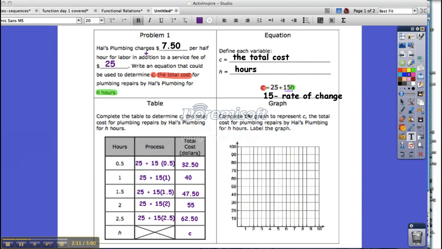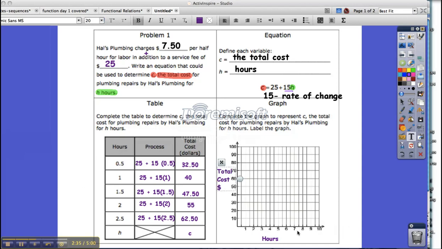So over here at the graph, it says complete the graph to represent C, the total cost for plumbing repairs by Hal's Plumbing for H hours, and label the graph. So go ahead and start by labeling the graph. We want to label the X with which units that's filling in and the Y with which units that's filling in. So pause the video, label the graph, and then unpause the video.